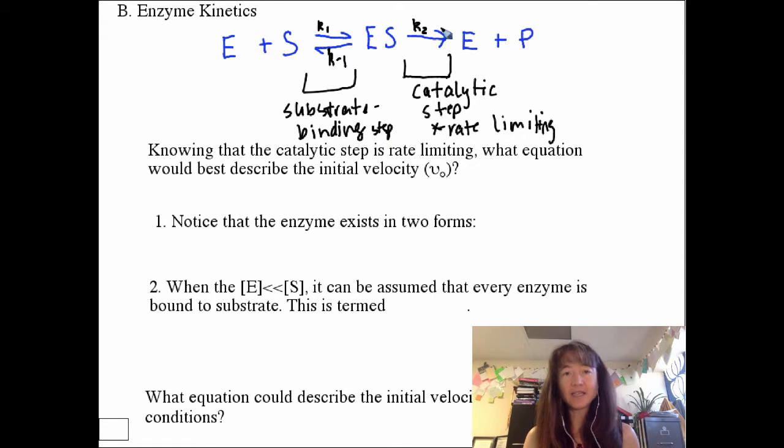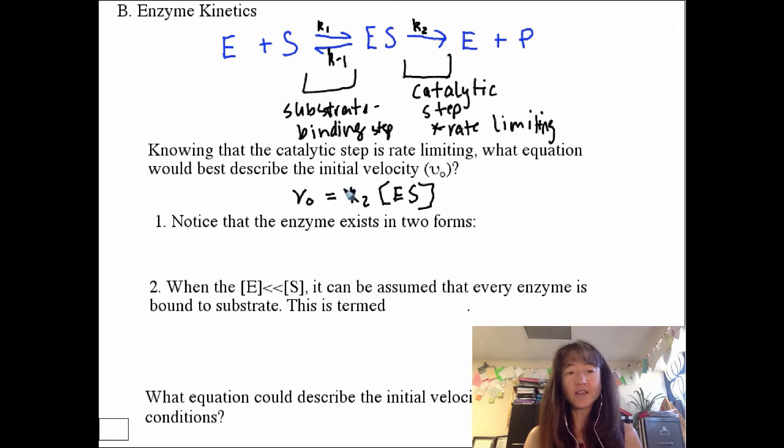So we recognize that it's going to be defined by the rate constant K2. And so remember when we write that for initial velocity, and of course we're looking at initial velocity, that's going to be the rate constant K2 times the concentration of substrate, which is the enzyme substrate complex. So this defines the rate equation for initial velocity.